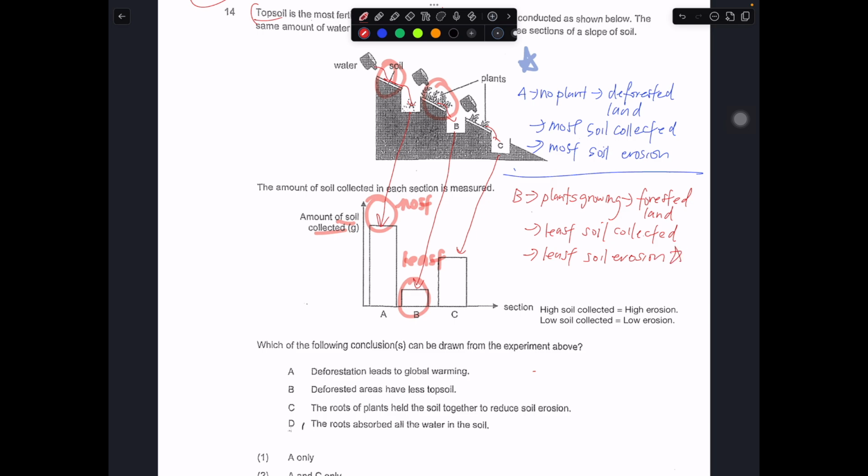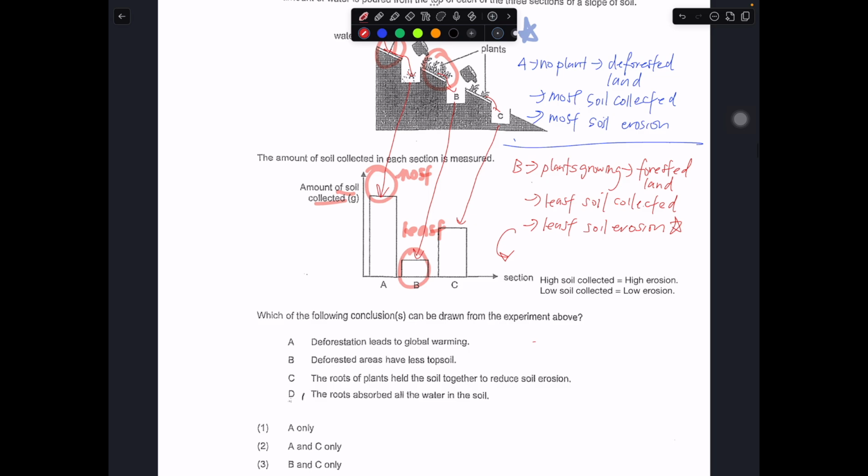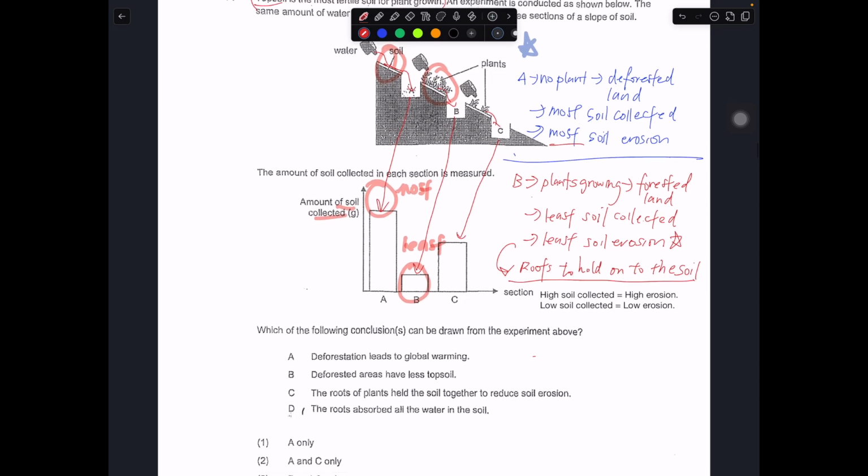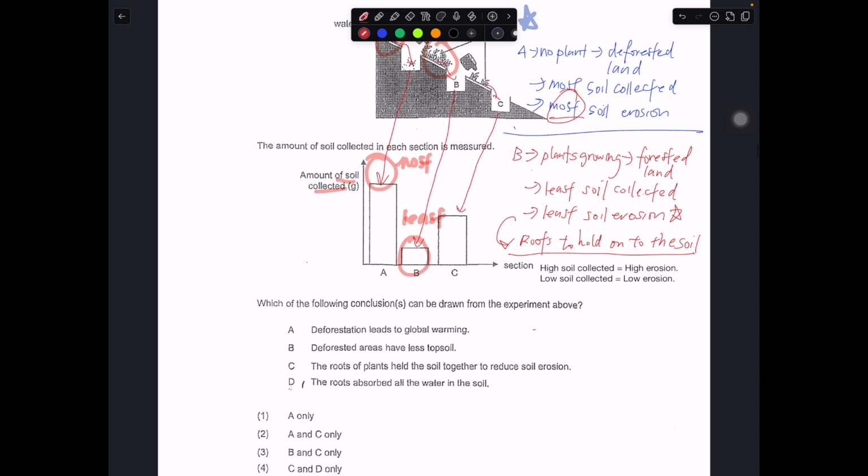Certain reasons we can explore why we have the least soil erosion is because there will be roots to hold on to the soil. So when the water washes away, it's more difficult for the water to carry the soil away. For this particular reason, you have the least soil erosion for B, and for A you have the most soil erosion because there are no roots to hold on to the soil. So when water washes off A, it carries the soil away very easily. That's why it leads to the most soil erosion.